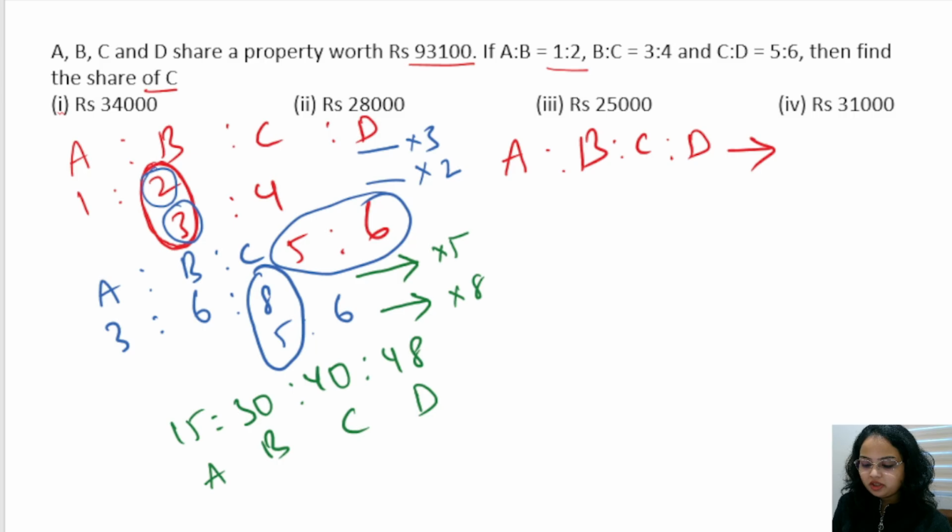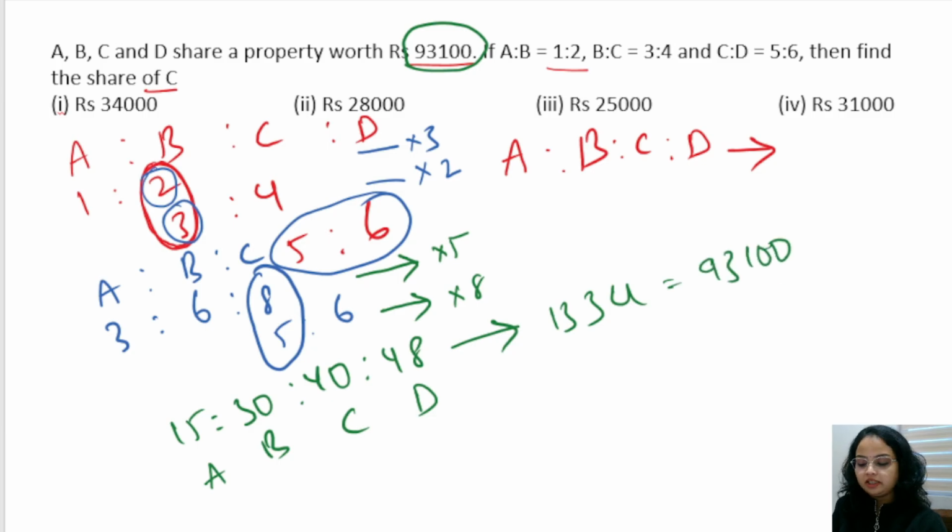Okay, so what is the total number of units here? It is 15 plus 30 is 45, plus 40 is 85, plus 48 is 133 units. So what is the total share? What is the total amount? This is equal to 93,100. So 133 units is equal to 93,100. So 1 unit is equal to what? 133 into 7. Okay, it is 700, is 1 unit.